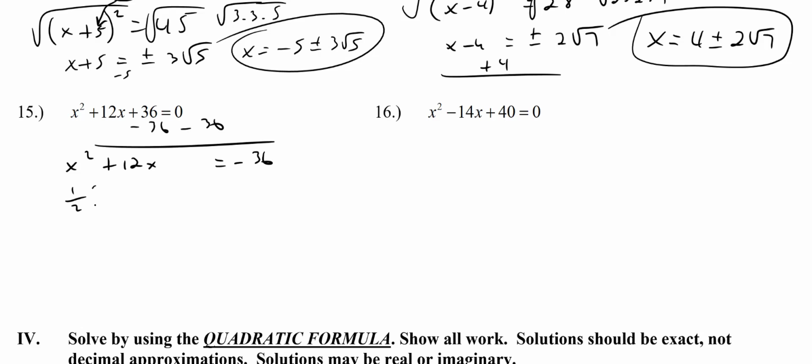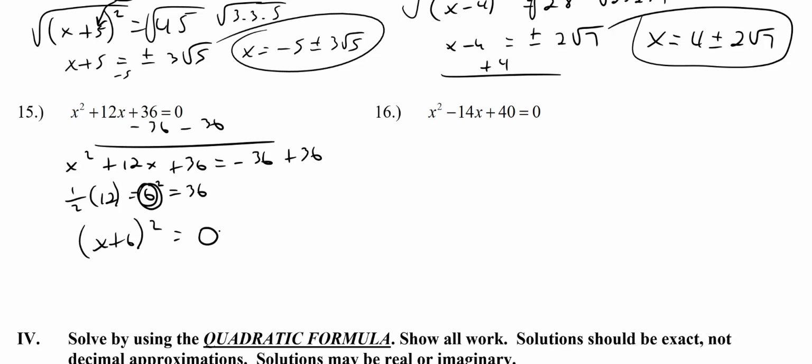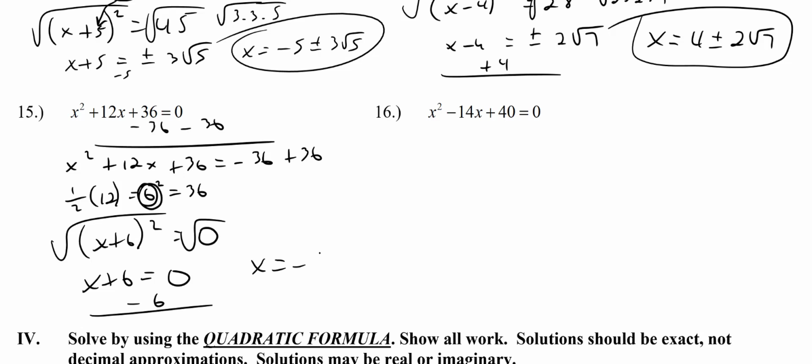So now I'm going to take half of 12, which is 6. I'm going to square it and get 36. So I'm going to add 36 to both sides. So remember, I had that 6, I circle it. So it's x plus 6 squared equals 36. Negative 36 plus 36 is 0. So that actually turns out to be 0, which is okay. If I take the square root of both sides, it's x plus 6 equals, there's no plus or minus 0, it's just 0. And so I subtract 6, so I get x equals negative 6.